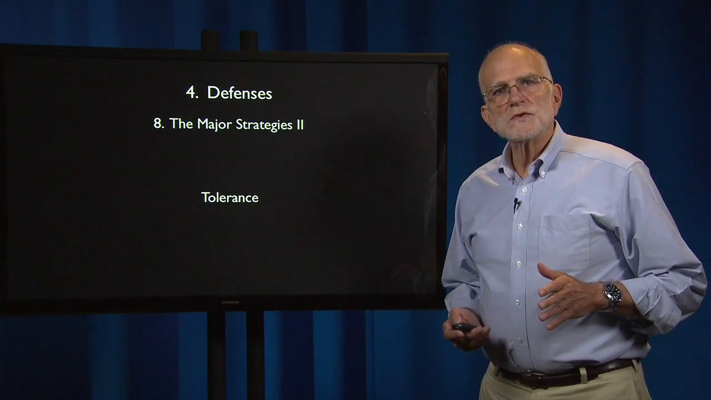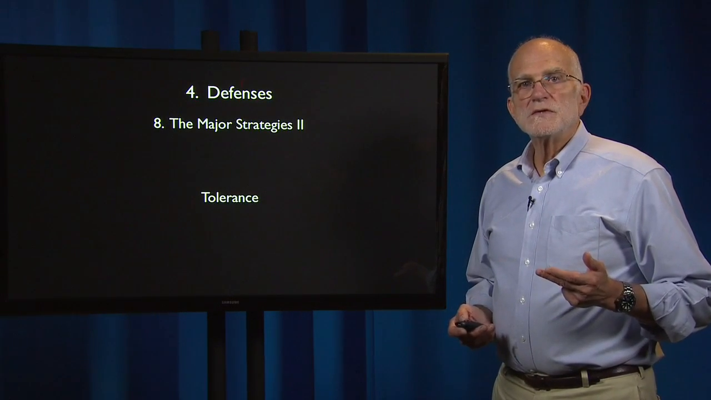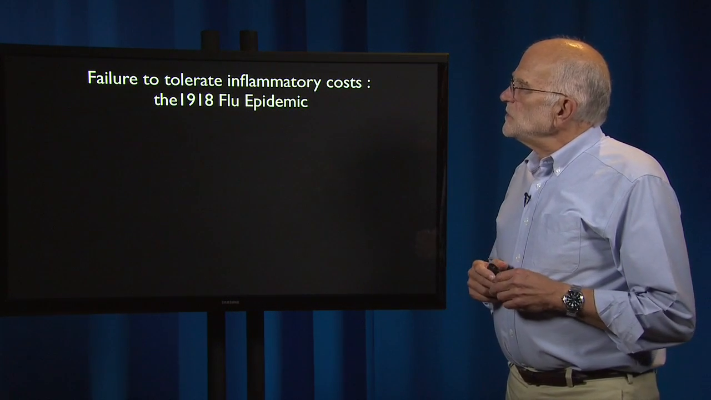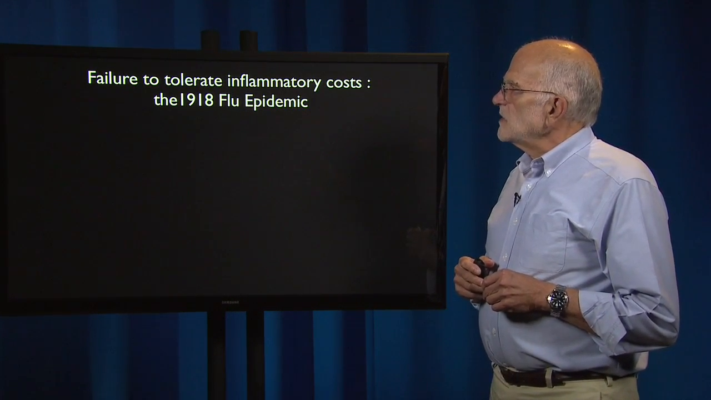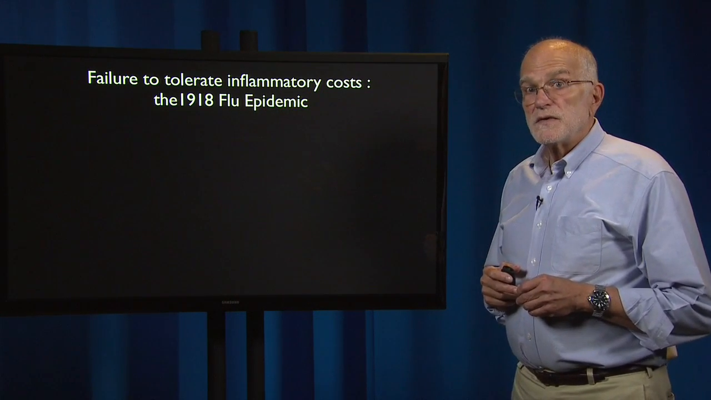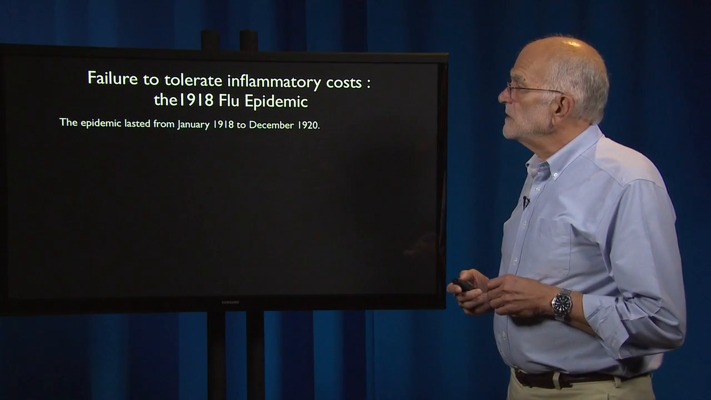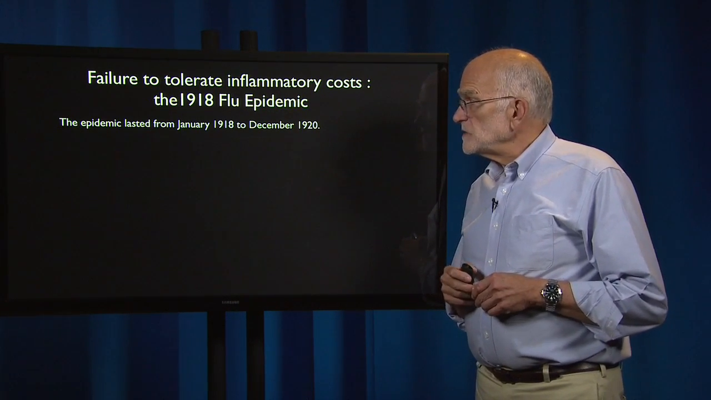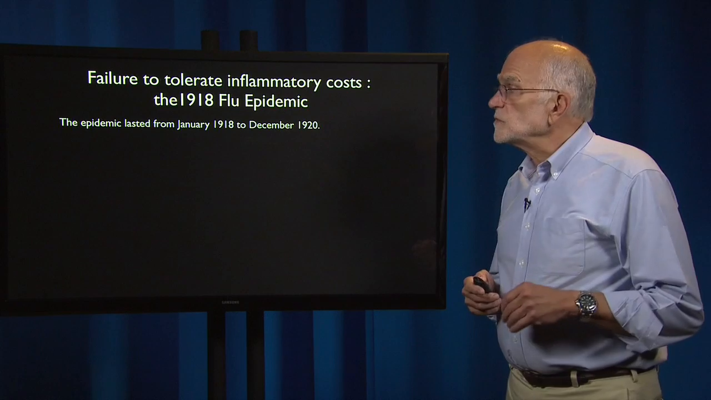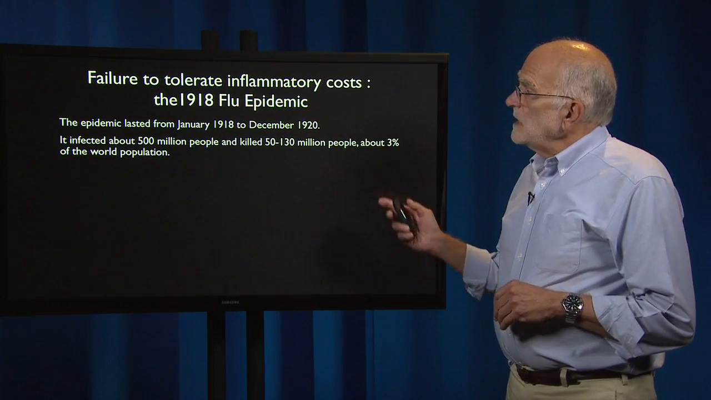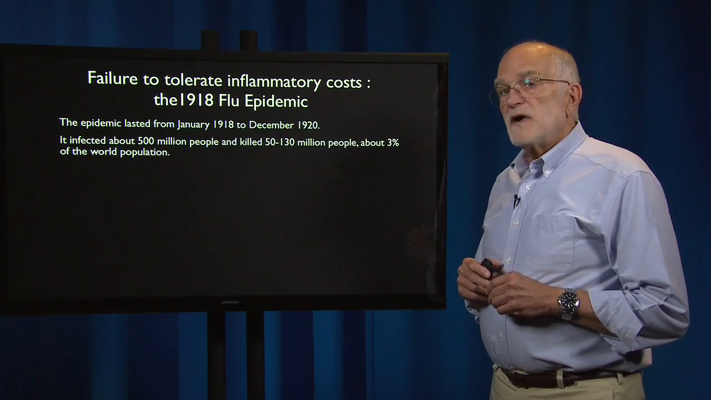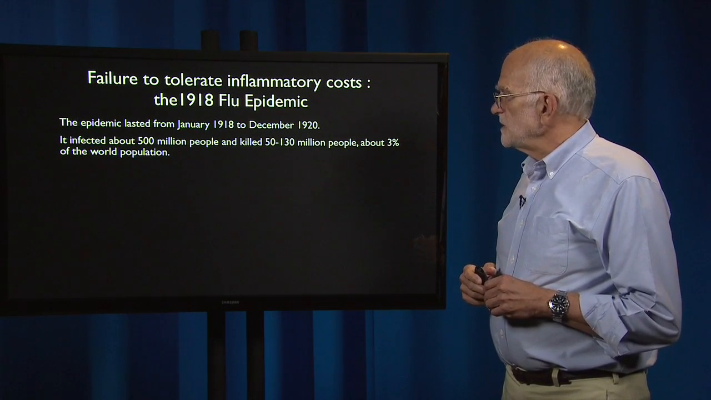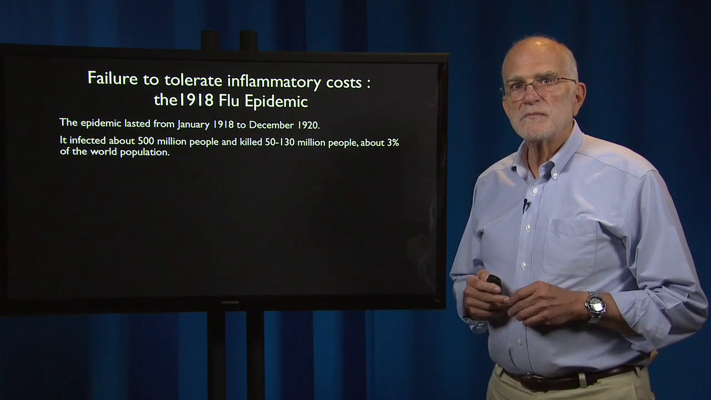Now let's take a closer look at the second major strategy, which is tolerance. Failure to tolerate inflammatory causes is well illustrated in the 1918 flu epidemic. It lasted from January 1918 to December 1920, coming right at the end of the First World War. It infected about 500 million people, and it killed 50 to 130 million people, or about 3% of the population of the planet.